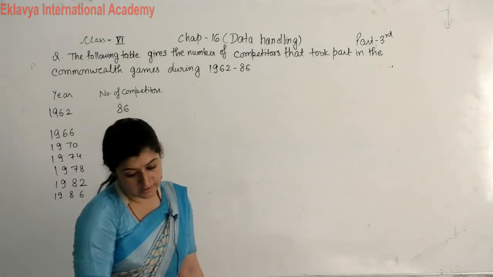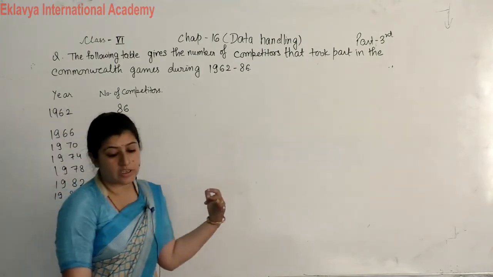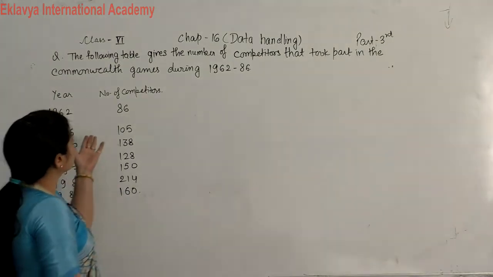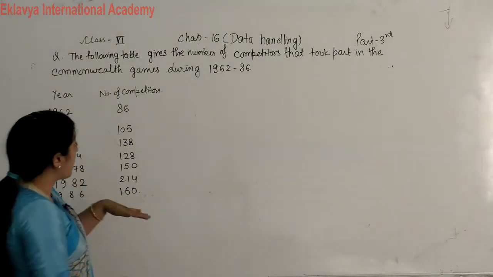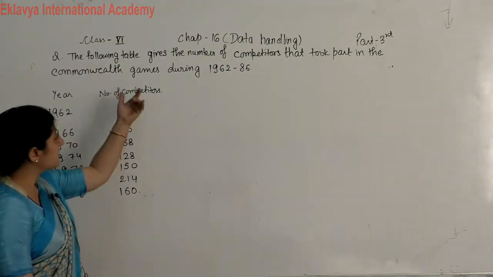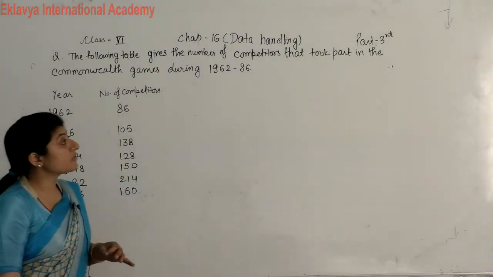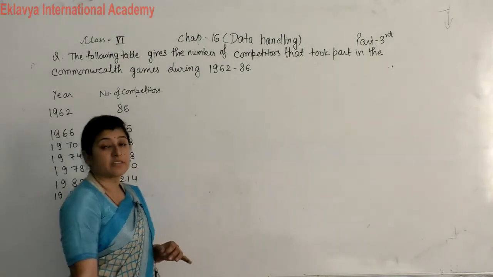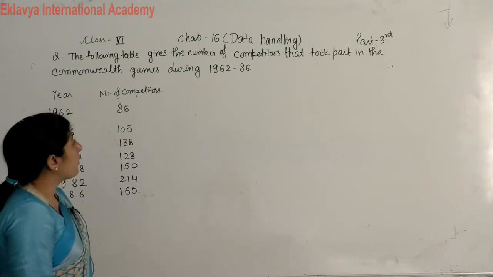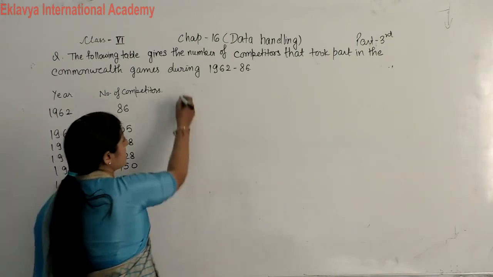Your question is, draw the bar graph for this given table. We know that the Commonwealth Games are held every 4 years, so there is a gap of 4 years, and there is the given list of the number of competitors. And our first question is, what should be the title of this bar graph? The title of the bar graph is the number of competitors in the Commonwealth Games during 1962 to 86.